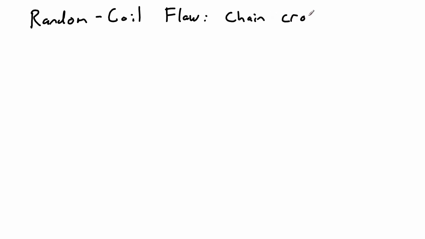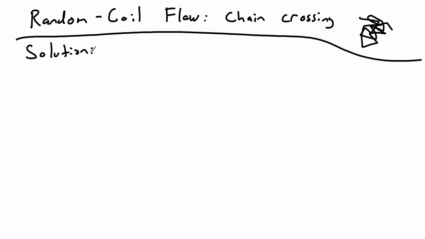In other words, it assumes that the links in the chains don't really occupy any volume. Now, of course, we know a chain can't cross itself. The solution to this problem is the self-avoiding walk.